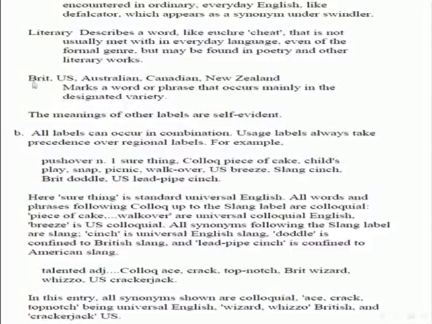This word, Brit, what do we mean by this in this dictionary? US, Australian, Canadian, New Zealand: marks a word or phrase that occurs mainly in the designated variety. The meanings of other labels are self-evident. B. All labels can occur in combination. Usage labels always take precedence over regional labels.